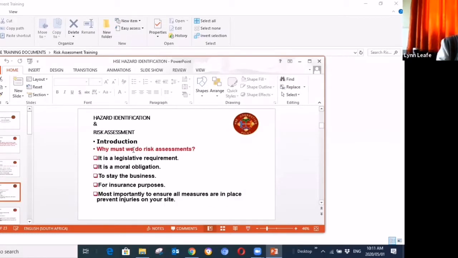Introduction. Why must we do risk assessments? It is a legislative requirement. It is a moral obligation to stay in business for insurance purposes, but most importantly, to ensure all measures are in place to prevent injuries on your site.